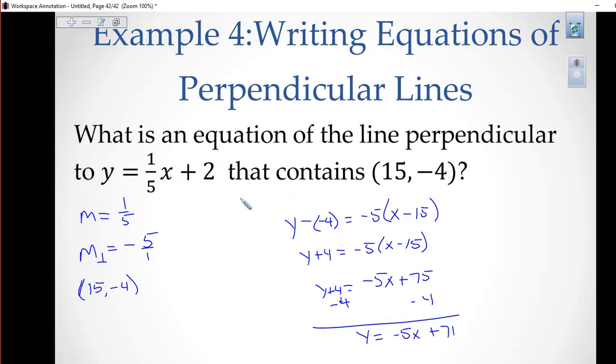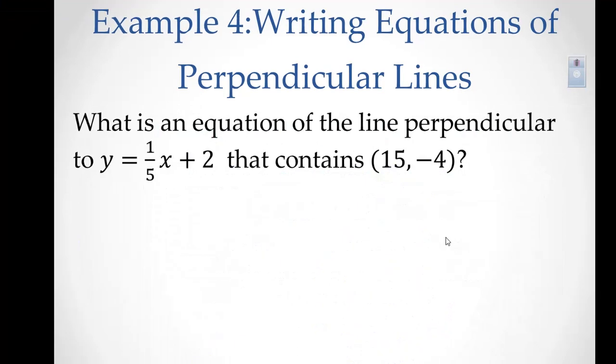It doesn't matter what these numbers are as much. It matters as the slope. So if your slopes are negative reciprocals, then the lines are perpendicular. If the slopes are the same, then your lines are parallel. So don't get those confused.